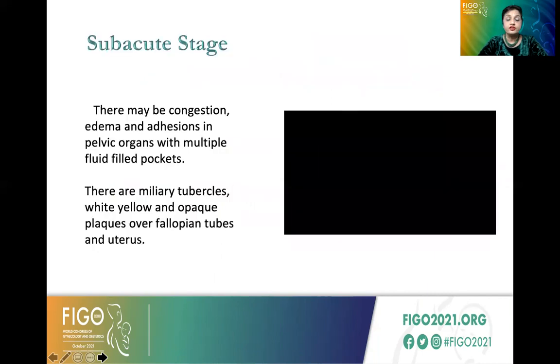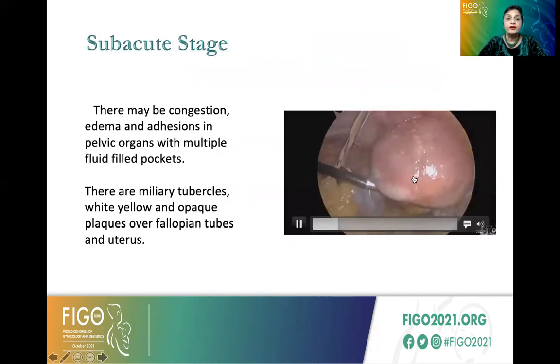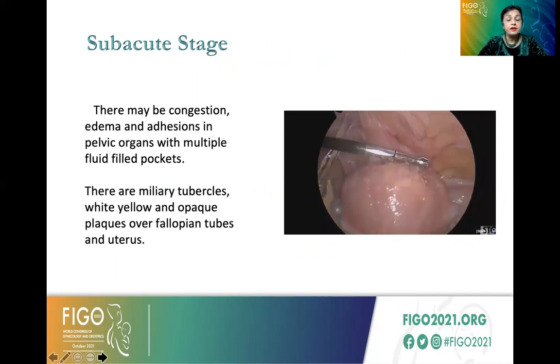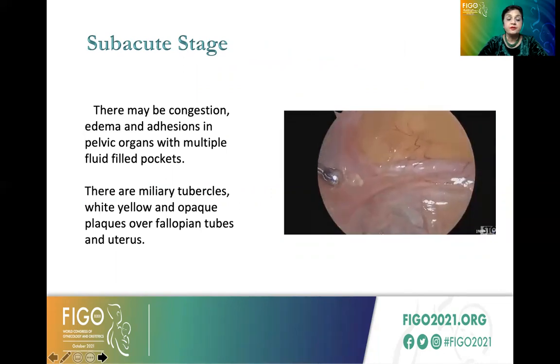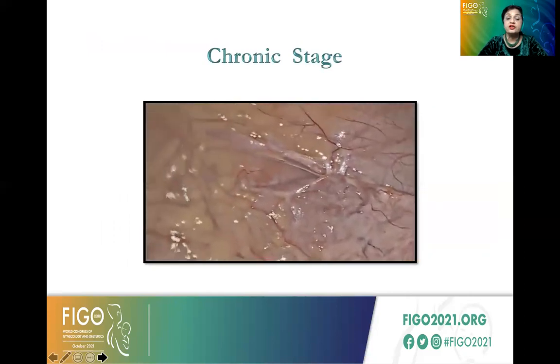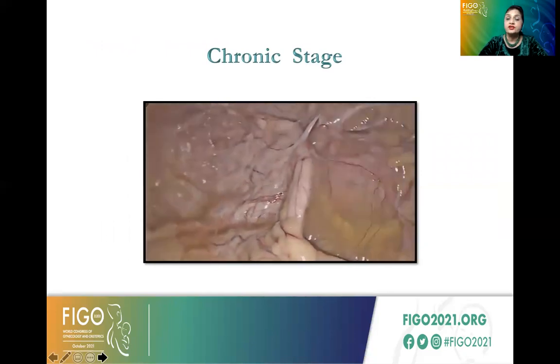A high index of suspicion is mandatory, especially in early stages where you get to see miliary tuberculosis with hydrosalpinges, but this may be associated with severe Asherman or may not be. It doesn't mean acute or chronic stages decide the stage of the intrauterine cavity. This is how the chronic stage looks like.